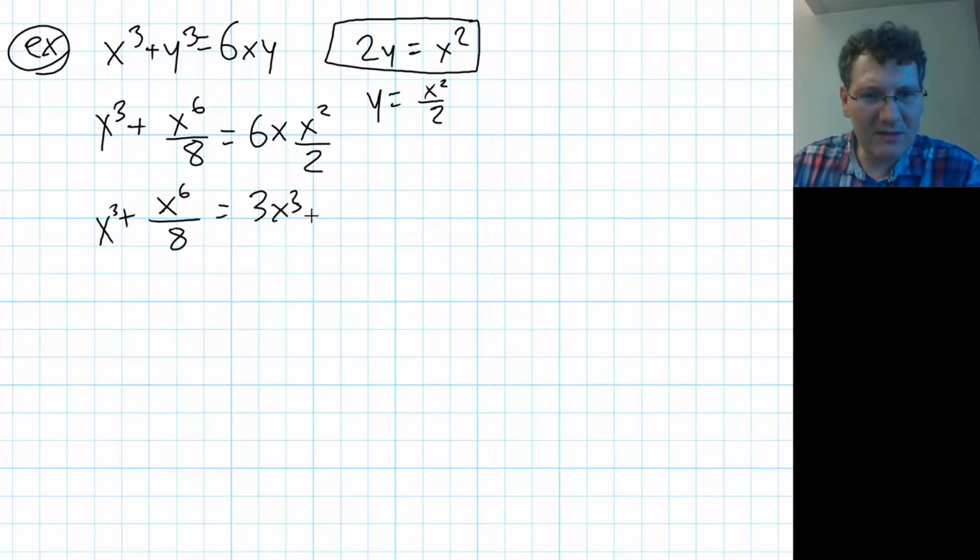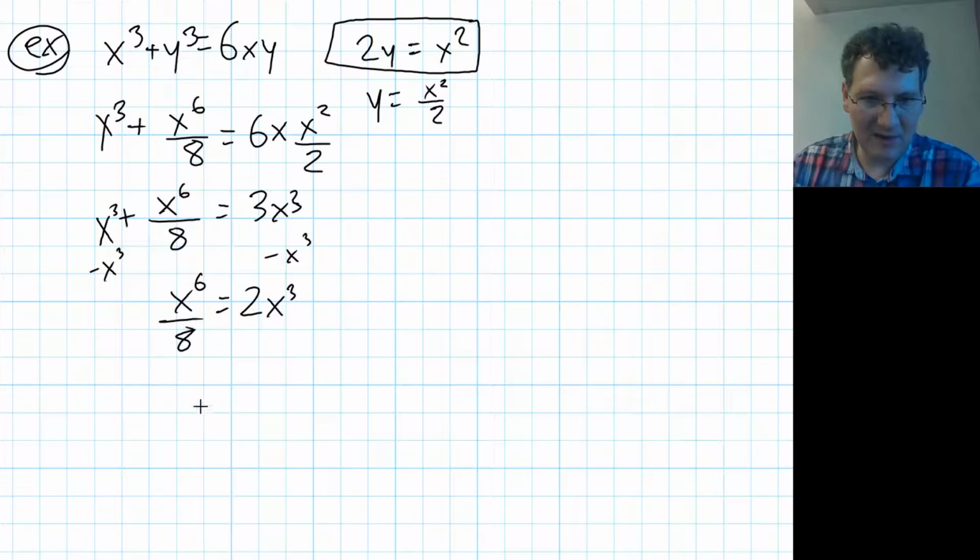Yeah, so we have 3x to the third, and so I can subtract this x to the third from both sides. So what we get is 2x to the third is going to be x to the sixth over 8. Or in other words, let's multiply through by 8. I'm going to have x to the sixth equals 16x to the third.